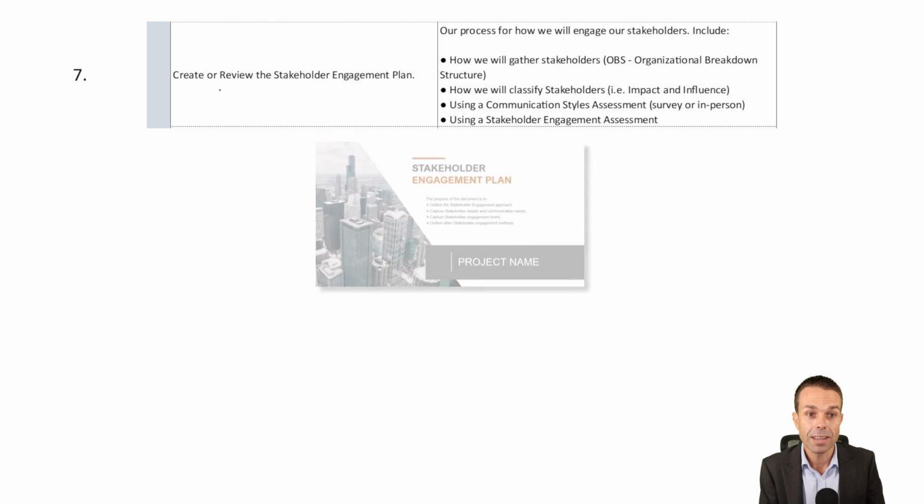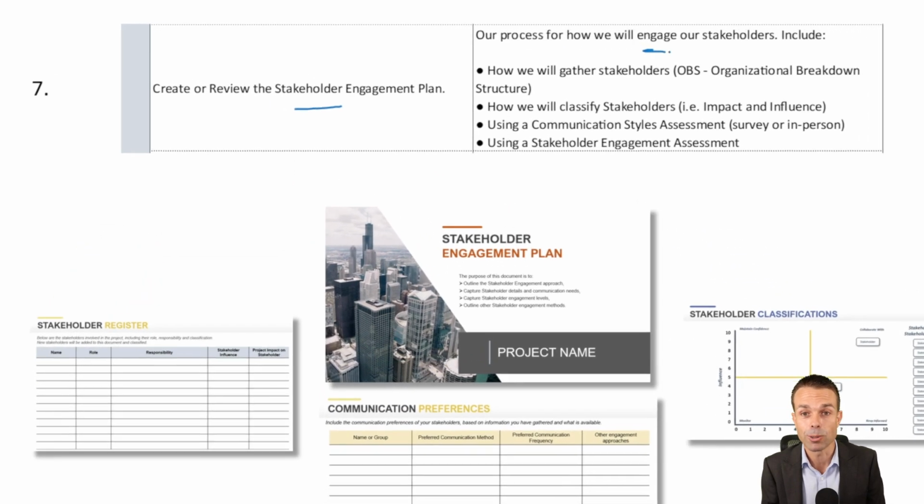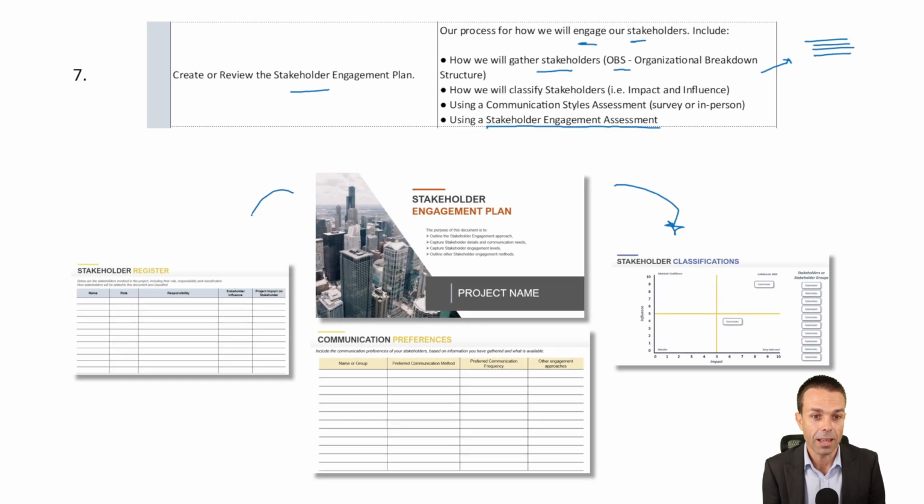Our first one, creating or reviewing the stakeholder engagement plan. This is just the process for how we're going to engage and manage our stakeholders. It might include things like how we're going to gather our stakeholders. Is it an organizational breakdown structure in the organization that we can just go to and find the people that we need? Do we need to hire externally? All these sorts of things. How we will classify our stakeholders, and we'll go into this in a bit more detail later on. Using a communication styles assessment, or using a stakeholder engagement assessment. So all of these things are in the project management plan templates, but these are ideas of what they look like.